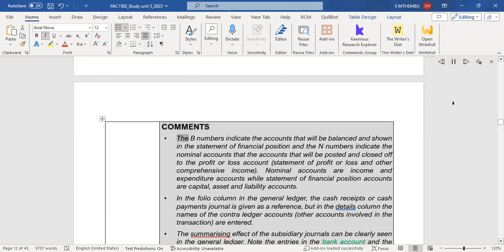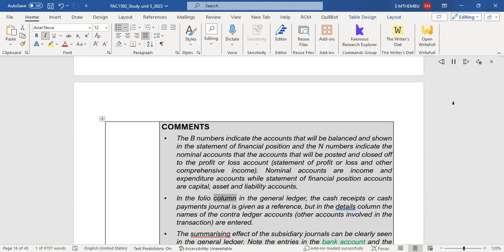Comments. The B numbers indicate the accounts that will be balanced and shown in the statement of financial position, and the N numbers indicate the nominal accounts that will be posted and closed off to the profit or loss account, statement of profit or loss, and other comprehensive income. Nominal accounts are income and expenditure accounts, while statement of financial position accounts are capital, asset, and liability accounts.